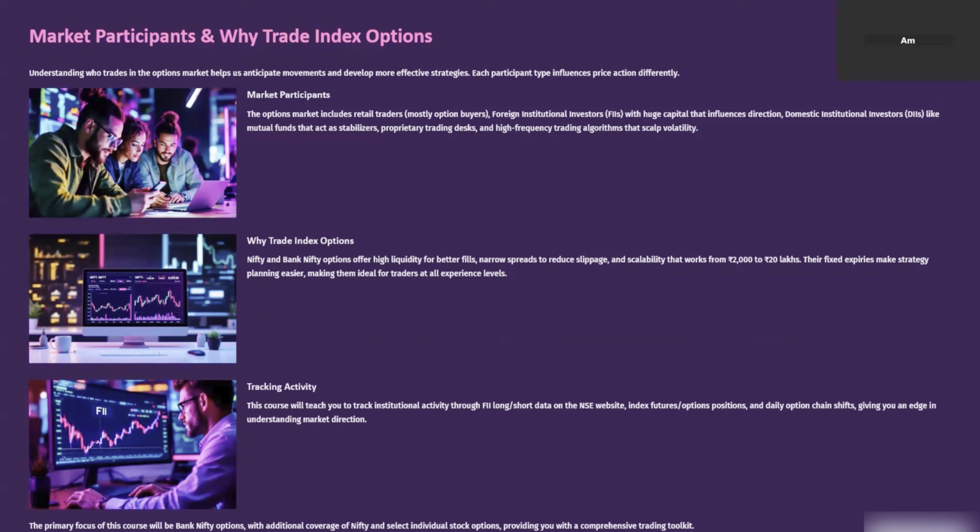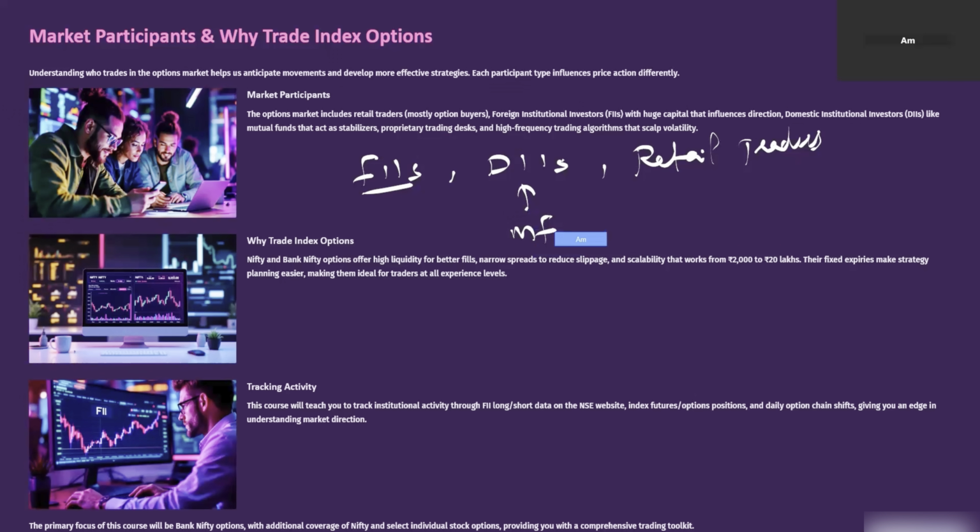Okay, now we'll quickly see who the market participants are. So as I discussed before, you have FIIs, the foreign institutional investors, and then you have DIIs, which are domestic institutional investors like various mutual funds, LIC, etc. Okay, and then retail traders like you, me, etc. And then the prop firms, prop desks, and then HFTs, high frequency trading algos, and all these are the market participants.